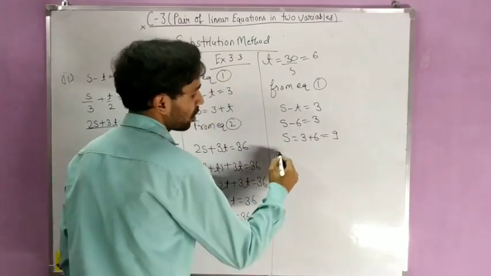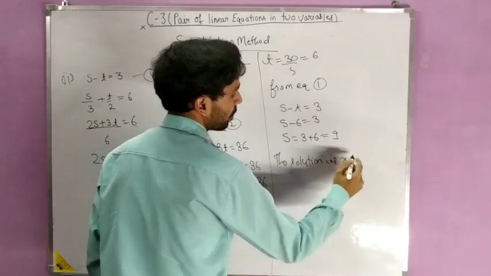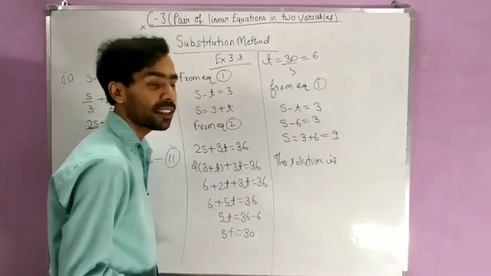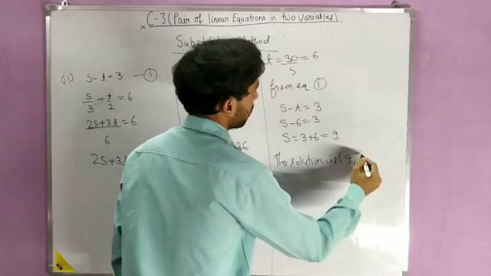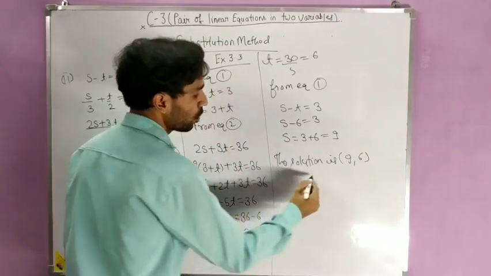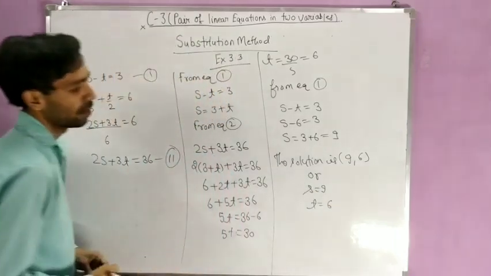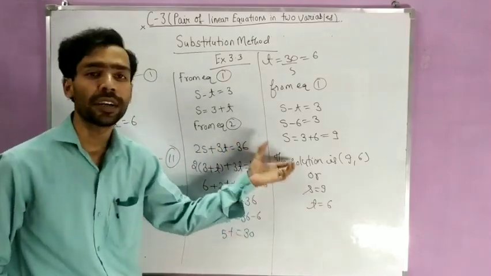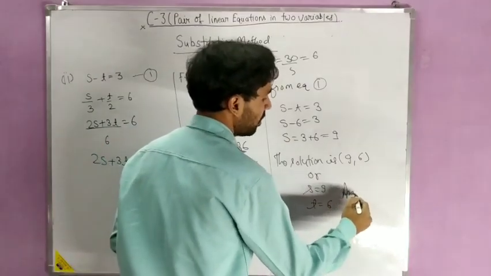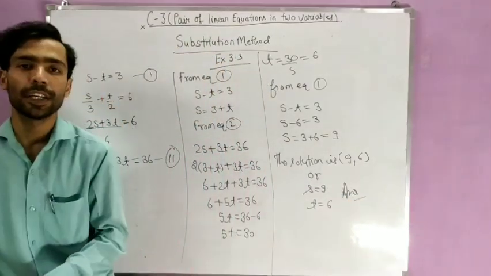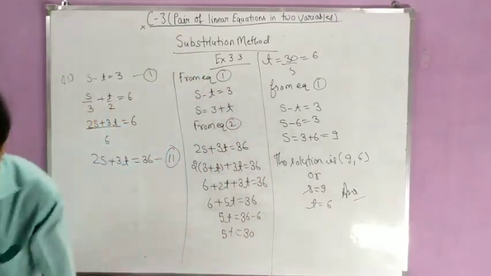So what is the solution? How do you write the solution? First variable then second variable, meaning 9 comma 6, or you can write s equal to 9 and t equal to 6. You can write either way, both are correct. Solution means you just have to find the value of the variables. This method is known as the substitution method.